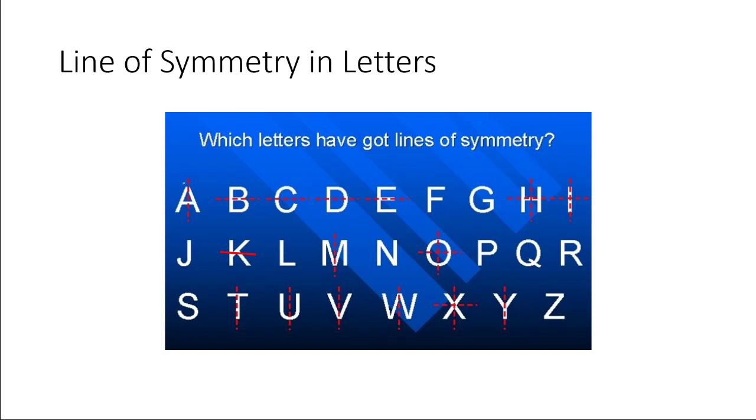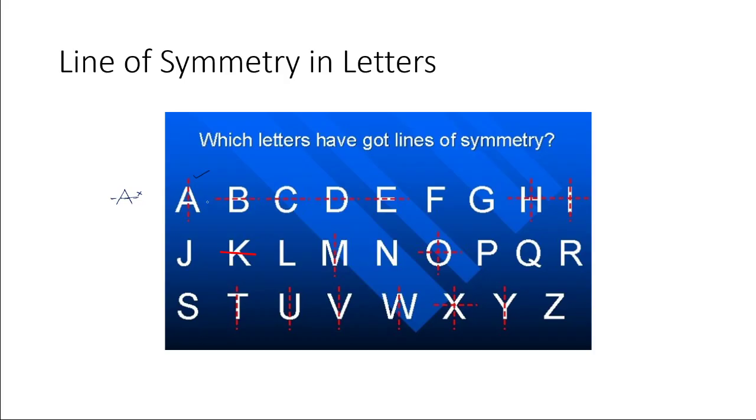Now children, here you can see line of symmetry in letters. You can see here letter A has only one line of symmetry, because if you cut letter A horizontally, meaning if you cut it in this way, both the halves would not be identical. So this is not your line of symmetry. Here I am going to show you line of symmetry in different alphabets.